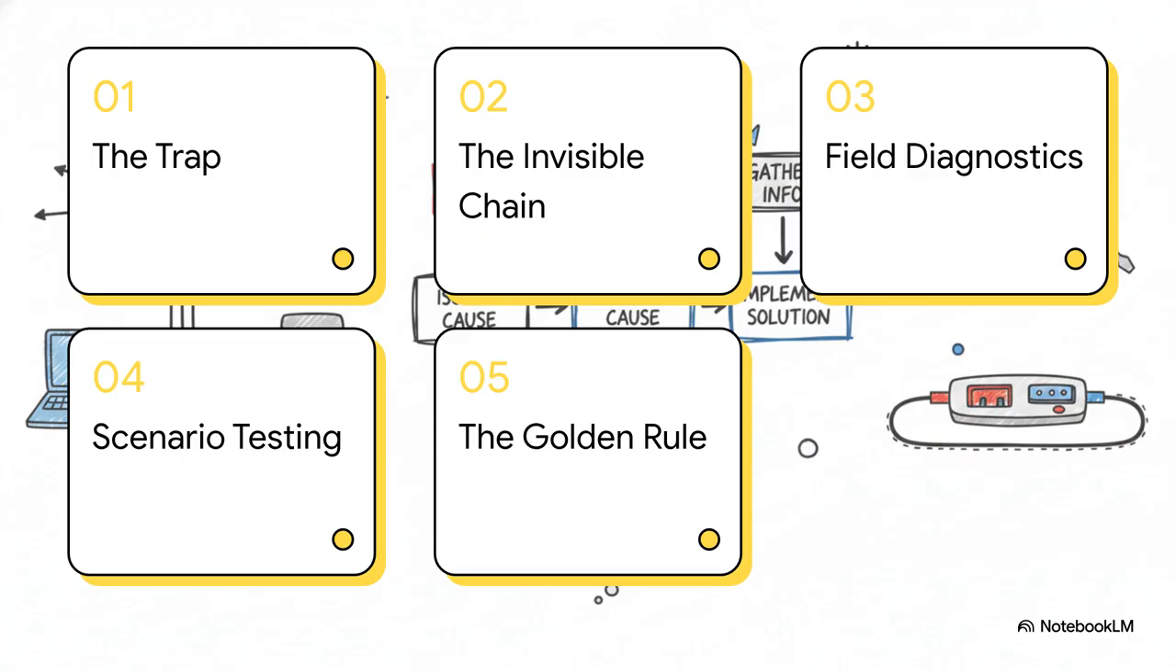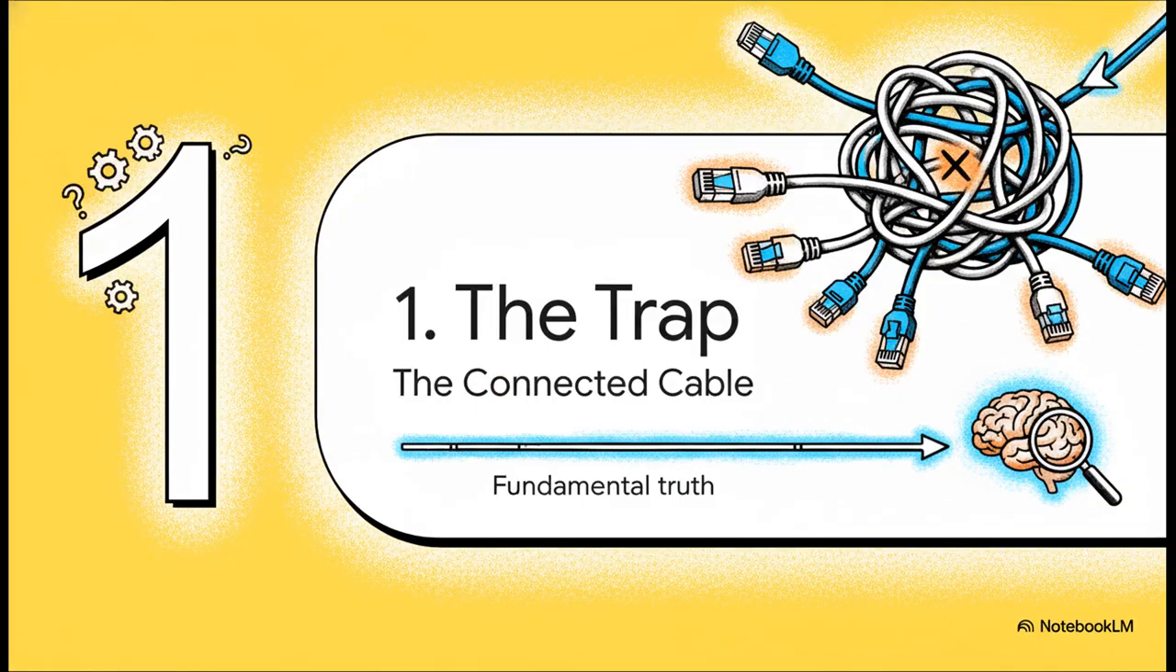Well, here's our roadmap for this explainer, as we journey from rookie guessing to pro-level logical elimination. We've got 1. The trap. 2. The invisible chain. 3. Field diagnostics. 4. Scenario testing. And finally, number 5, the golden rule. Let's kick things off with section 1, the trap.